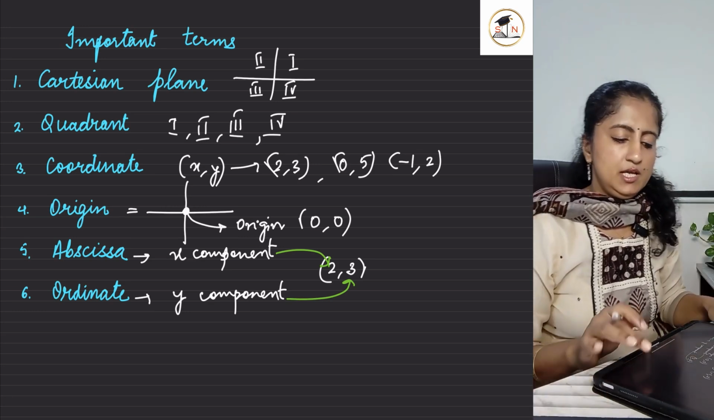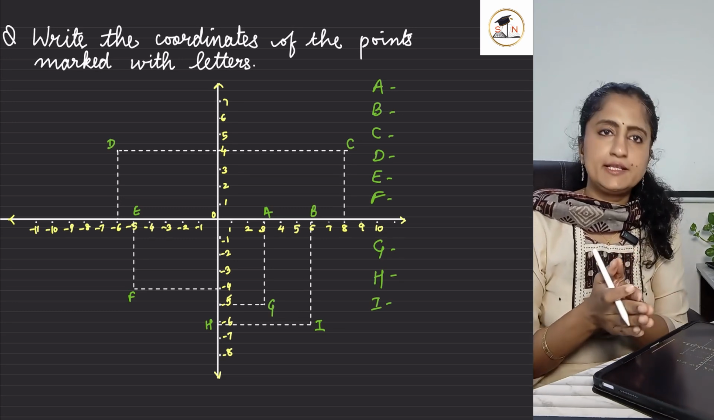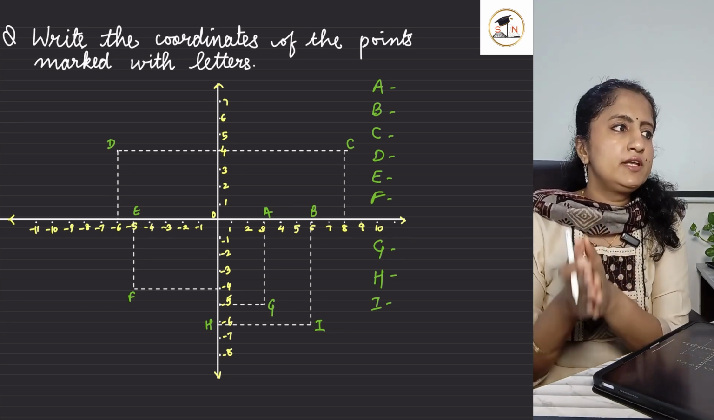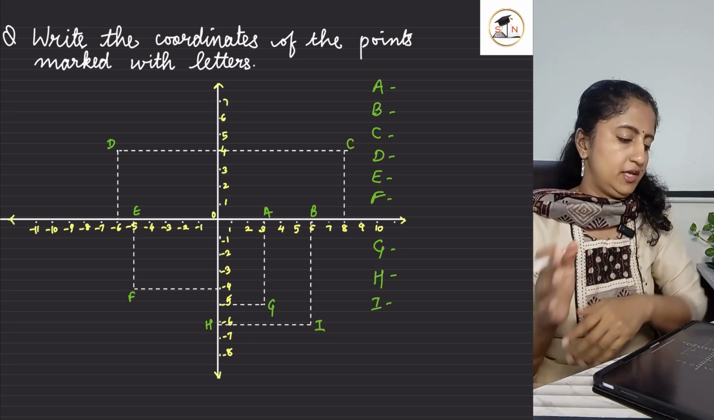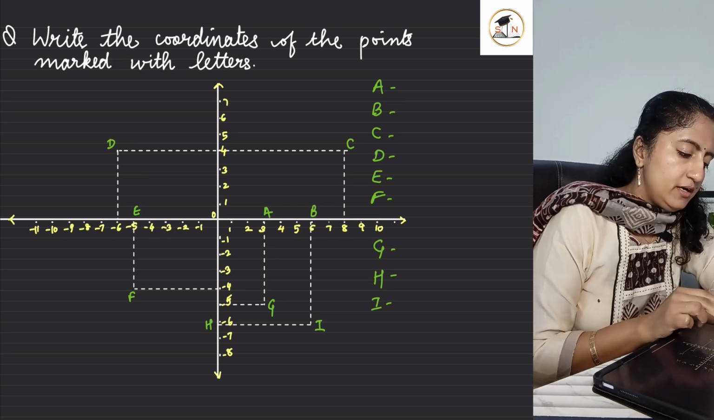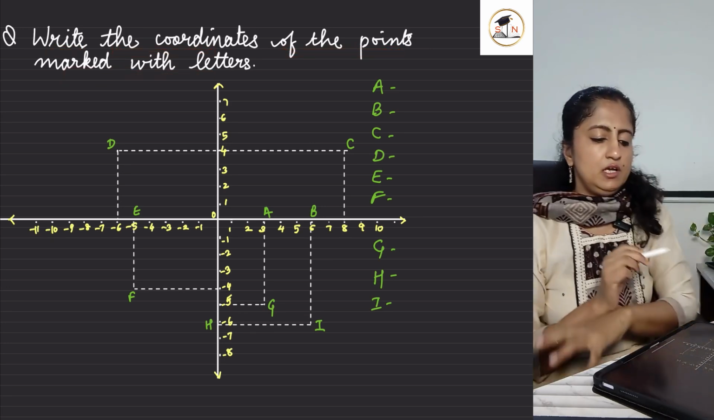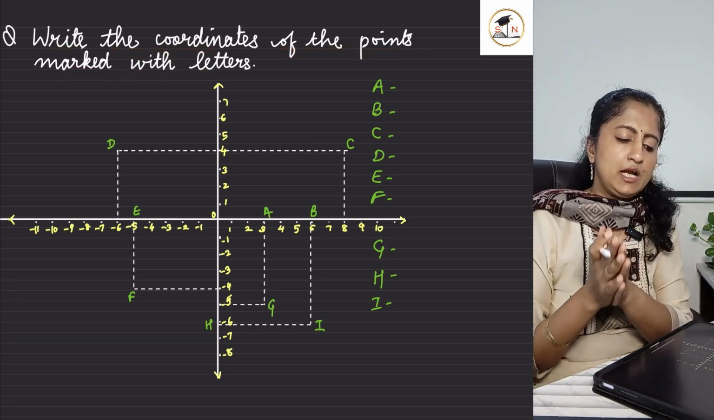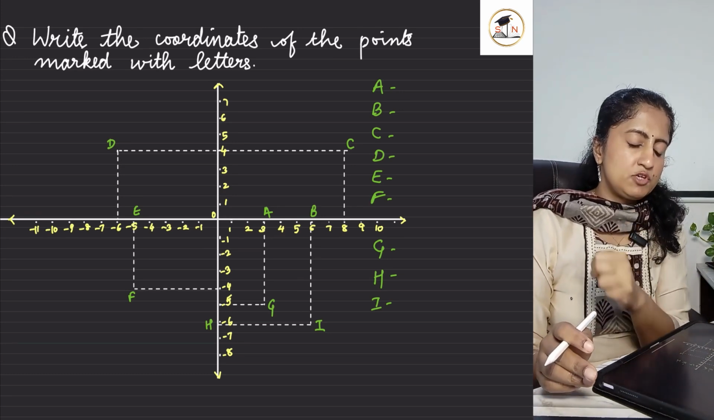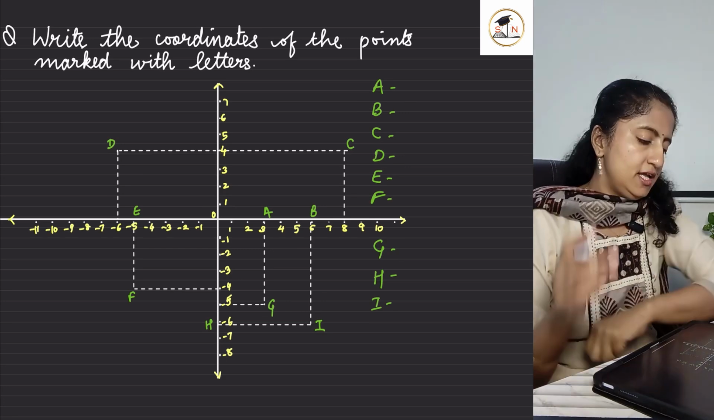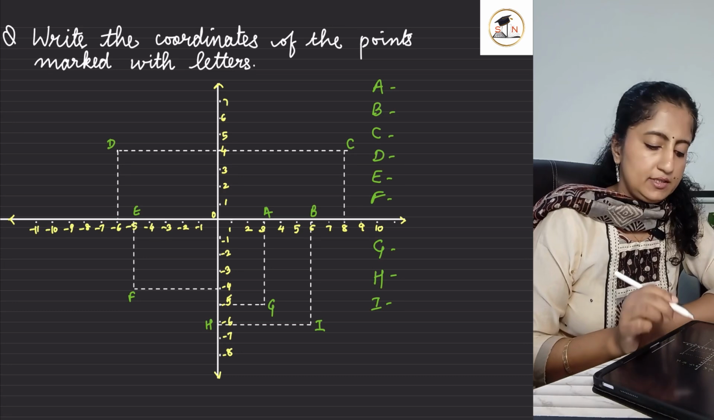Okay. Now, let's do a question. This question I have picked up on the grounds of NCERT, right? It is given in exercise 3.2, question number 2, and I have made it on that pattern. The question says, write the coordinates of the points marked with letters. You can see a well-labeled Cartesian plane over here, and there are various points which I have marked as A, B, C, D till I, right? So now we need to write their coordinates. So let's start doing this together.